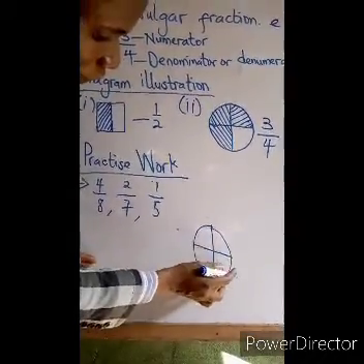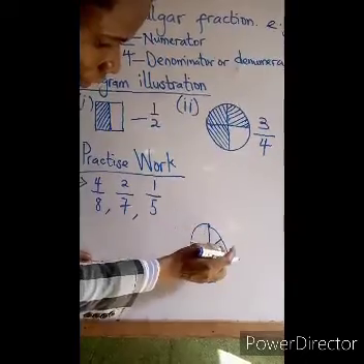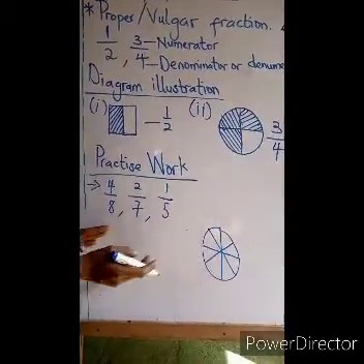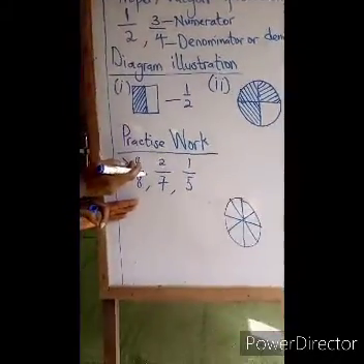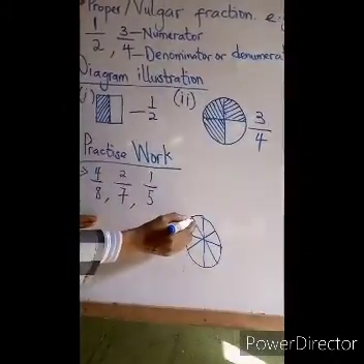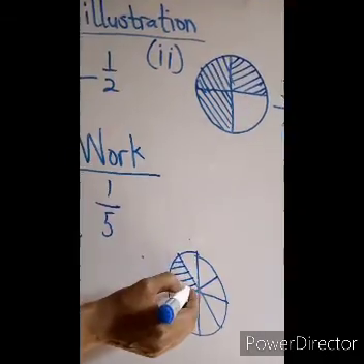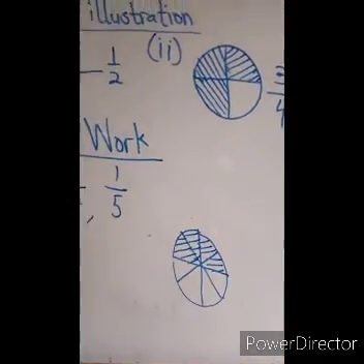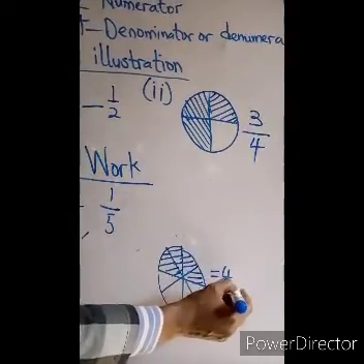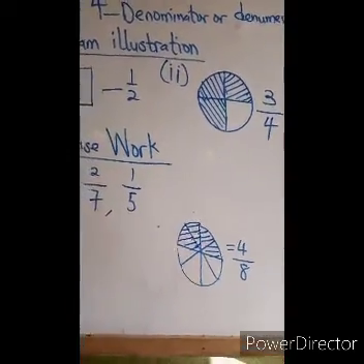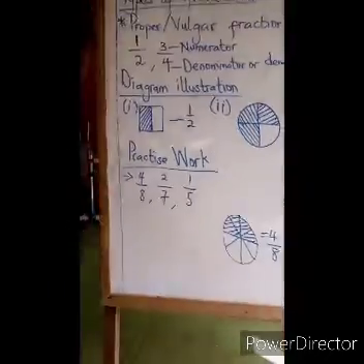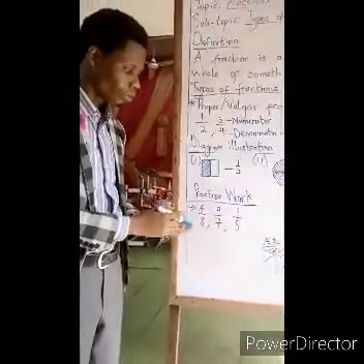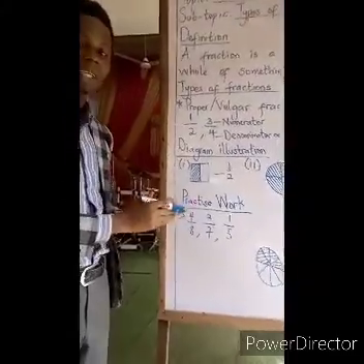This is 1, 2, 3, 4, 5, 6, 7, 8. So I've divided it into 8 sides. Then I will shade the lower number, the smaller number, which is 4. 1, 2, 3, 4, like this, like this, like this. I have the fraction 4/8. I haven't done the first one for you. I won't be doing the rest. You can practice this yourself at home.